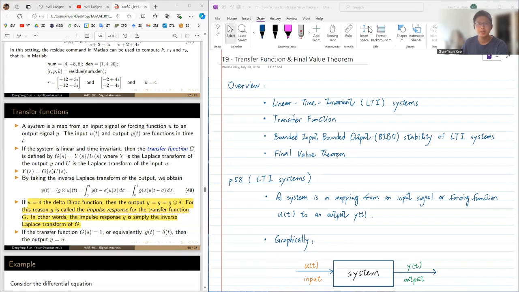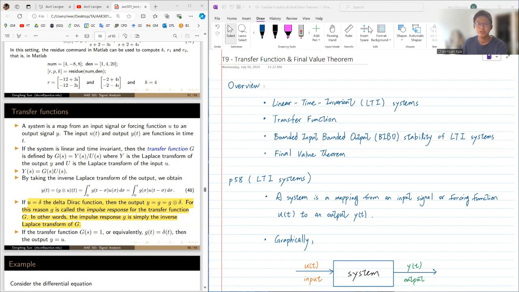As always, let's start with an overview of the lecture. We will start with an introduction to linear time invariant systems, or LTI systems. These systems are commonly seen in various engineering applications.